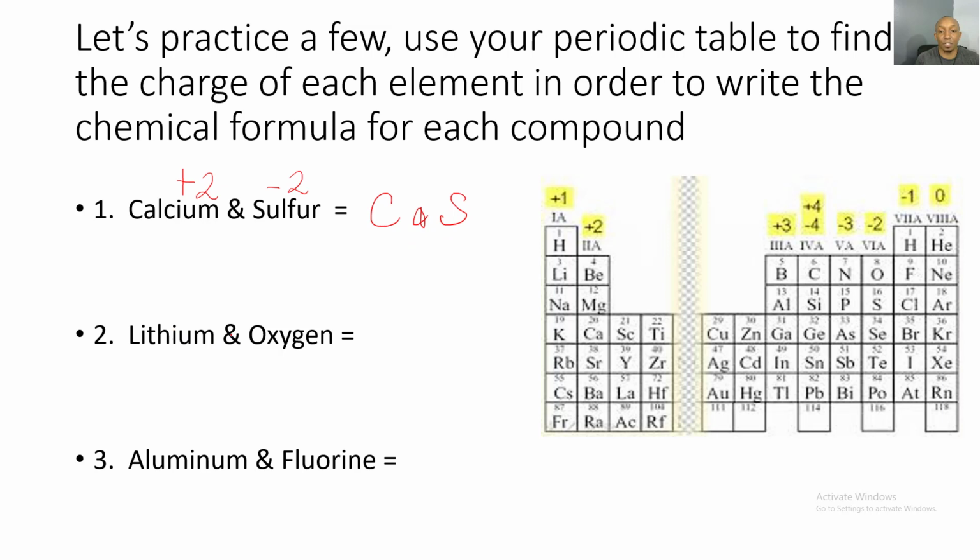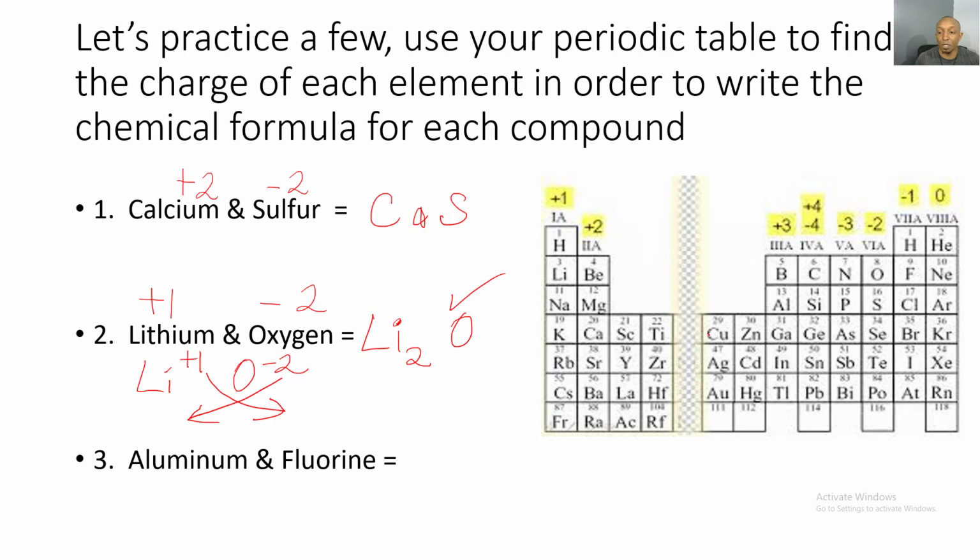Let's take a look at our next one. Lithium has a +1 charge. Oxygen has a -2 charge. So now if we're using our cross method, I'll cross my 1 over here and cross my 2 over here. So when we write our chemical formula, it will be Li2O. We need 2 lithiums to cancel out that -2 for oxygen. So this checks out.